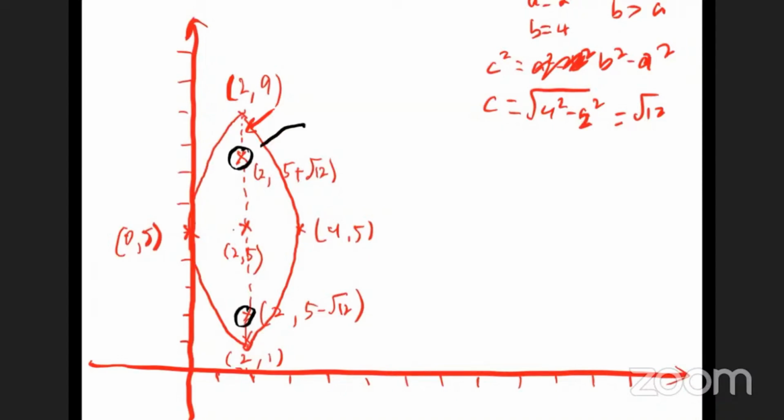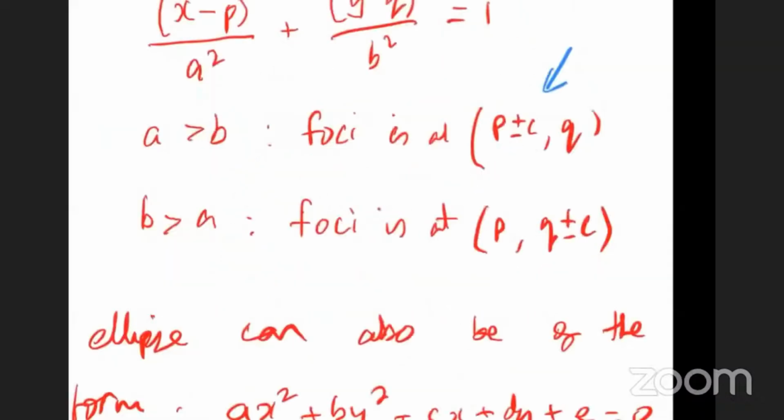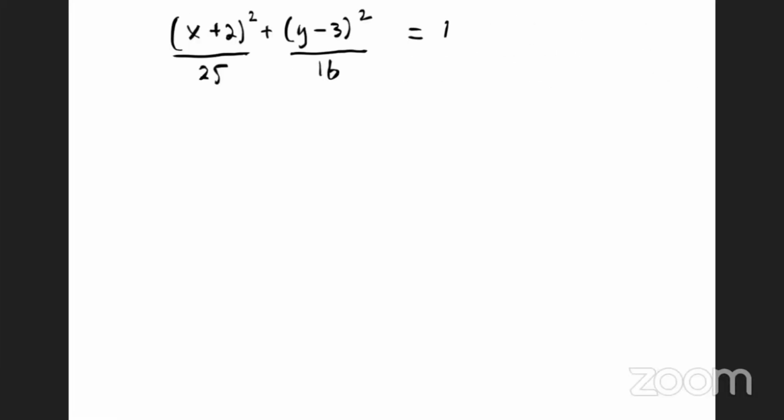So the foci is h by 5. Sorry, let me take off h. It's 2 by 5 plus c. C was root 12. And here, 2 by 5 minus root 12. It will boil down to kind of just going back here and remembering this, right? Sketch out fast.